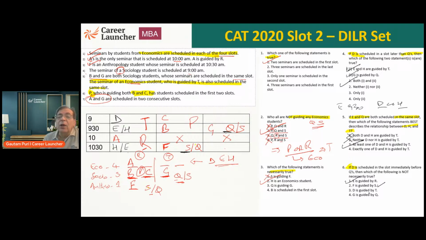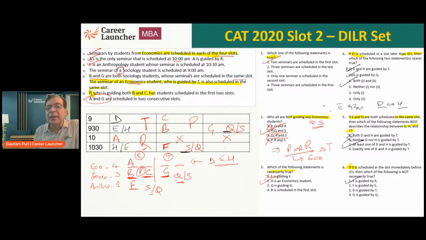Statement 2 is definitely or necessarily true. Question statement 3, D is guided by T. Yes, D is definitely guided by T, so it is true in all situations. G is guided by Q. Yes, correct. So statements 2, 3, 4 are correct in all situations, while statement 1 is correct in one situation and not correct in others. So it is not necessarily true. That completes the set for us.